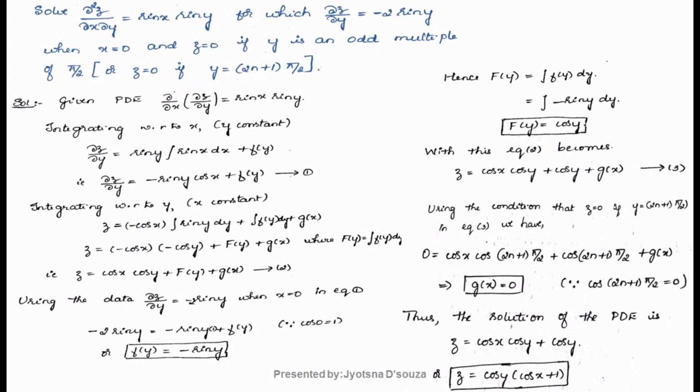∂²z/∂x∂y = x/y, subject to the condition ∂z/∂x = log x when y = 1, and z = 0 when x = 1. So if you apply the integration, first we have to integrate with respect to x, then with respect to y. If you integrate with respect to x, one of the differential operators gets cancelled, remaining ∂z/∂y on the left hand side.